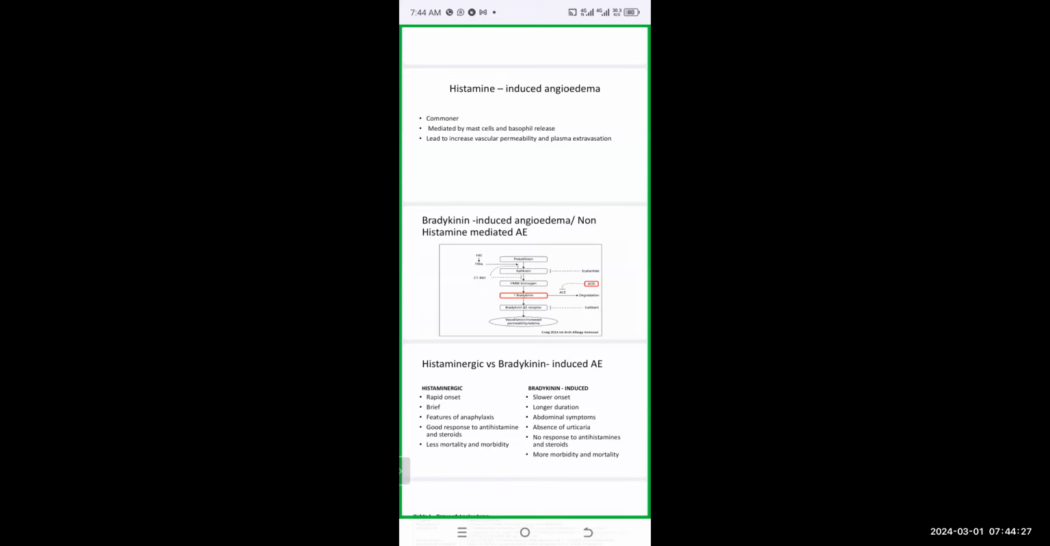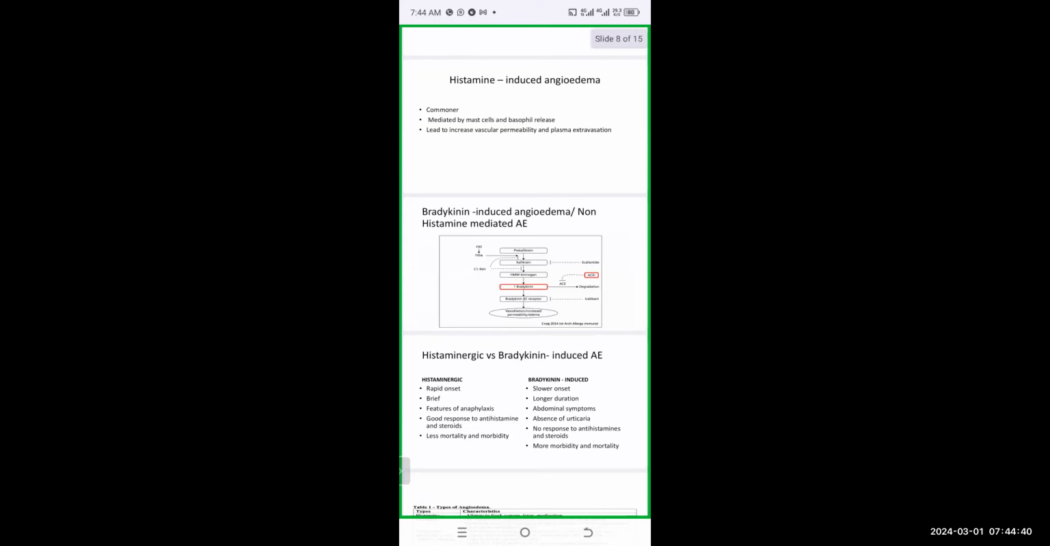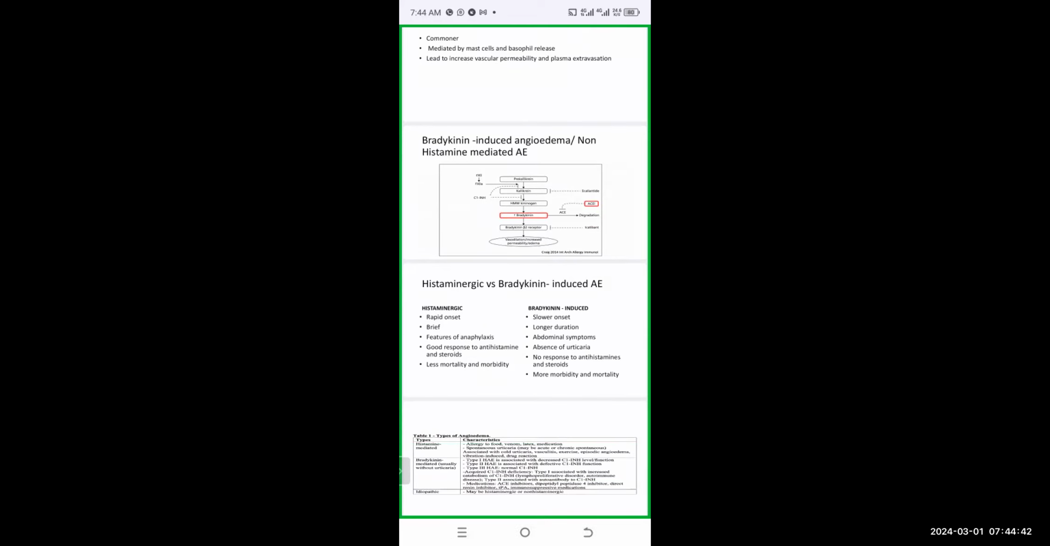The bradykinin-induced angioedema, which is what this index patient has, is also called a non-histamine mediated angioedema. And in this case, it is mediated by the kinin-kallikrein cascade. I'll explain with this slide.